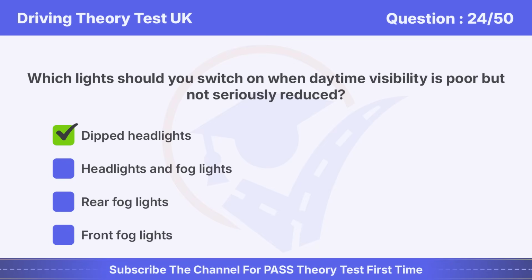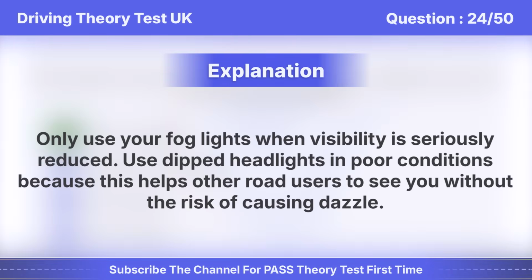Answer is A. Dipped headlights. Only use your fog lights when visibility is seriously reduced. Use dipped headlights in poor conditions because this helps other road users to see you without the risk of causing dazzle.